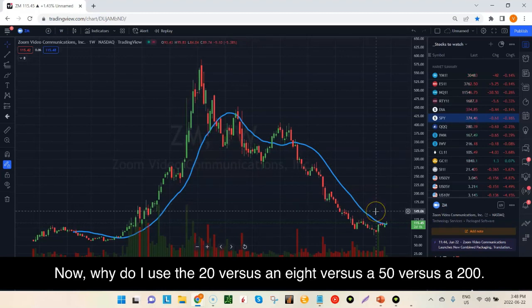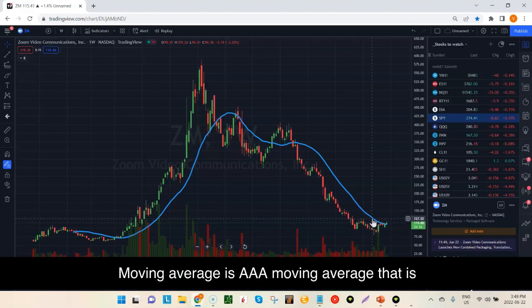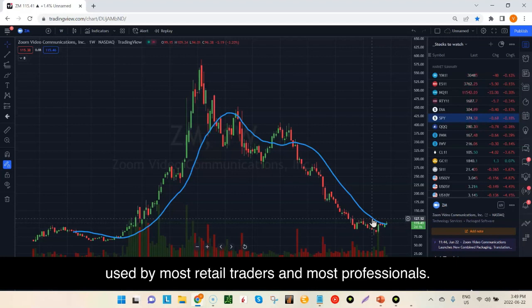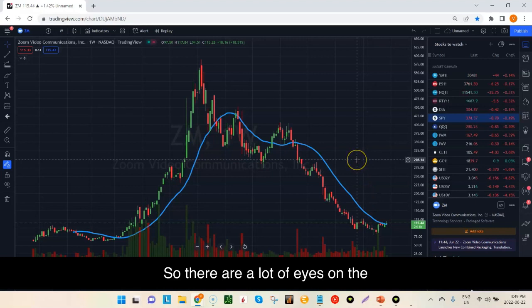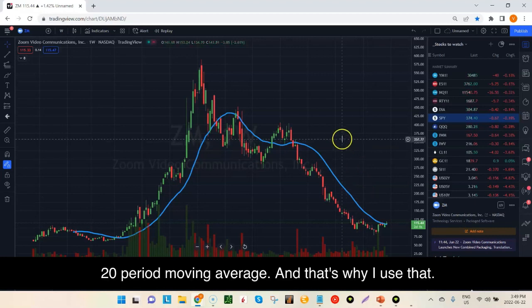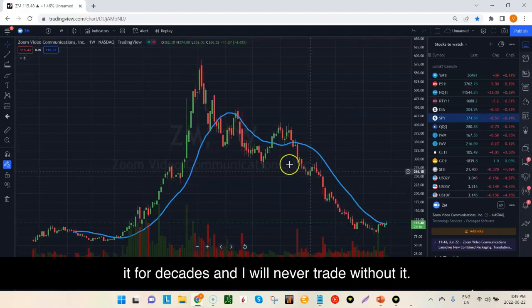Now, why do I use the 20 versus an 8 versus a 50 versus a 200? For me, I trade mostly on the daily time frame, and a 20 period moving average is used by most retail traders and most professionals. It is probably the most widely used moving average out there. So there are a lot of eyes on the 20 period moving average, and that's why I use that. It works very, very well for me. I've used it for decades, and I will never trade without it.